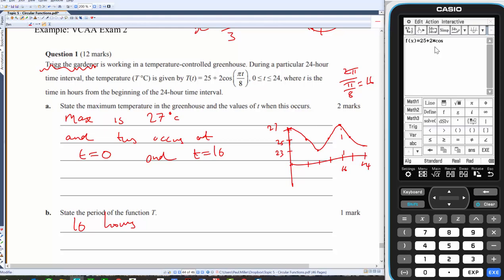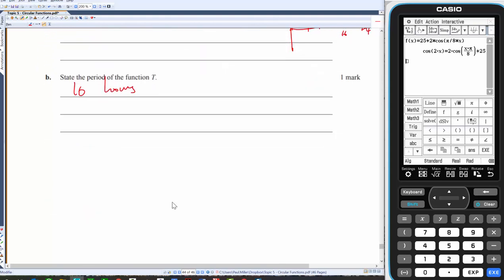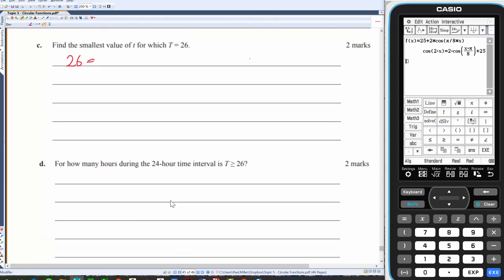Plus 2 times cosine pi on 8 multiplied by x. Okay, so there's my function there. So for the 2 marks for this question, I've got to write 26 equals 25 plus 2 cosine pi t on 8. And then I'm allowed to slam that into the calculator there for the solve.